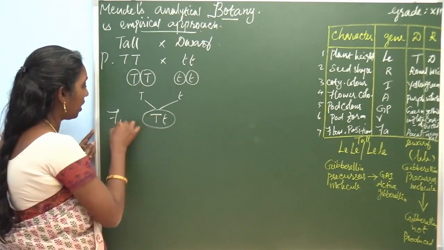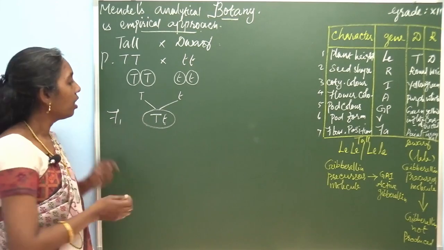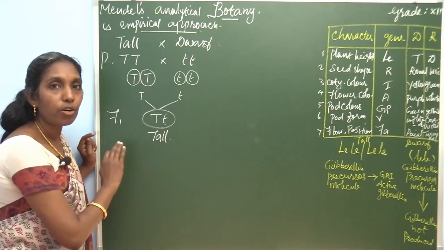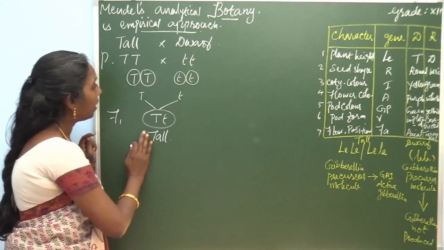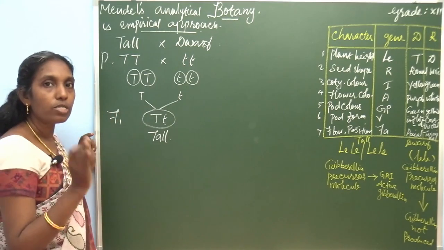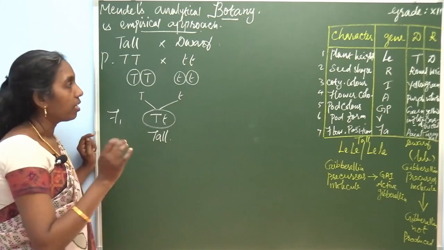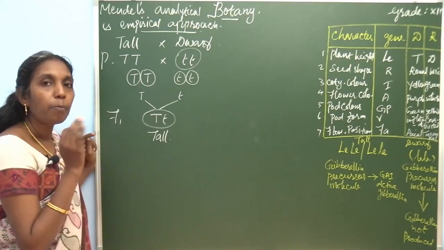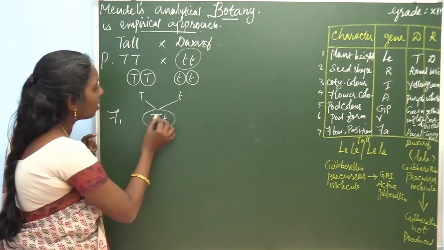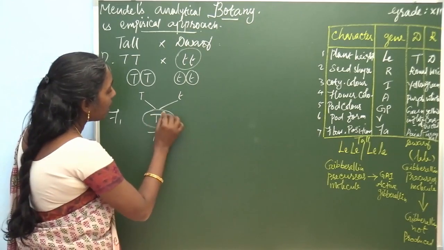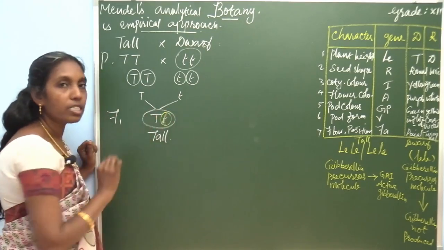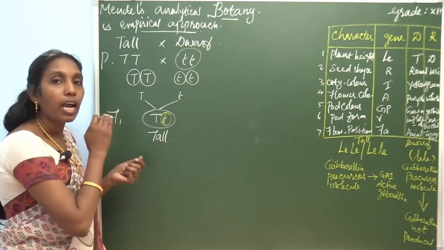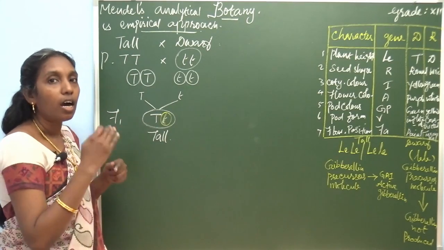So, in the F1 generation, all the plants show the character tall, heterozygous tall. But what about the dwarf trait? This dwarf character does not disappear, but it is hidden or masked. In this plant, capital T as well as small t is there. But this small t will not express in the F1 generation; it will be hidden or masked, and it will reappear in the F2 generation.